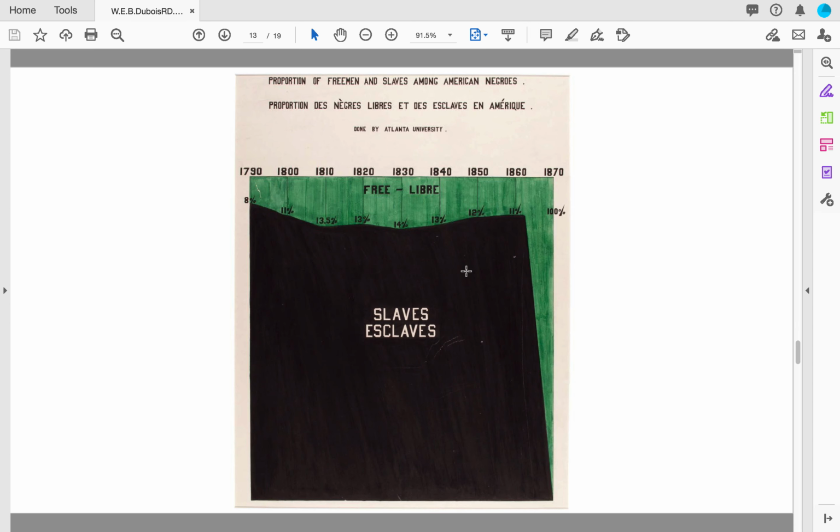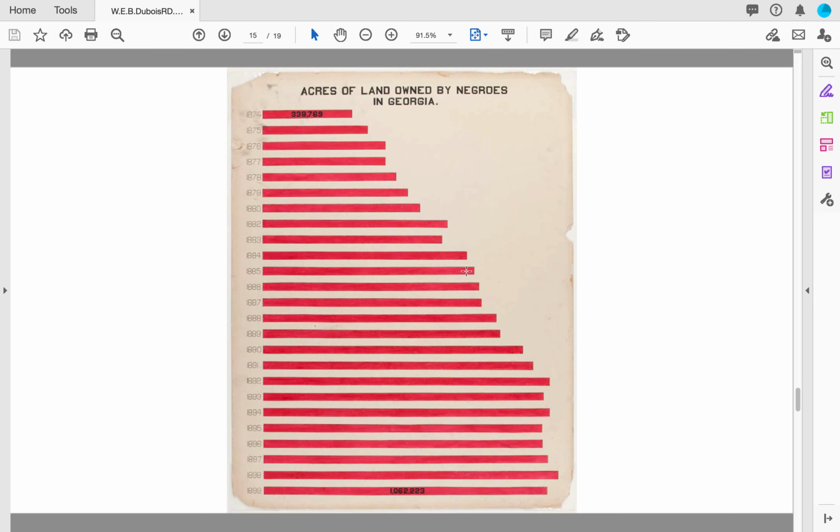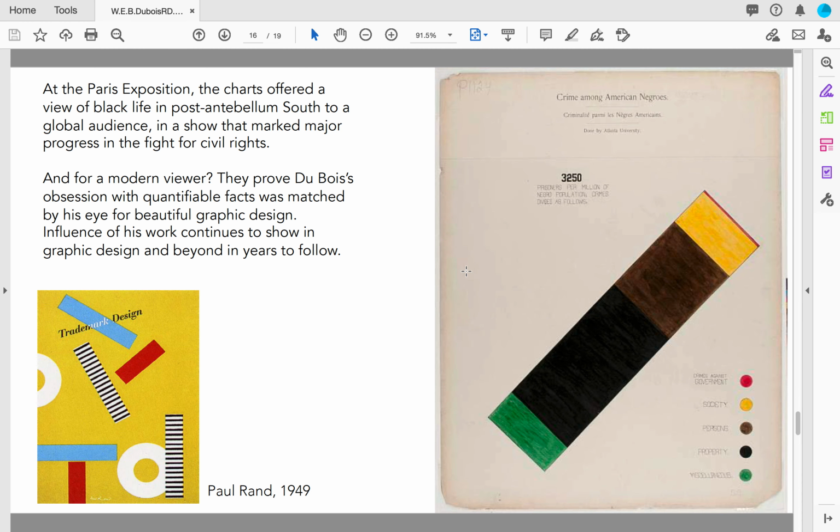And as it was first exhibited in Paris, he has some of them in both English and in French. The simplicity is really quite stunning. And the attention to craft is really quite remarkable. So at the Paris Exposition, the charts offered a view of Black life in the post-antebellum South to a global audience in a show that marked major progress for the fight for civil rights.